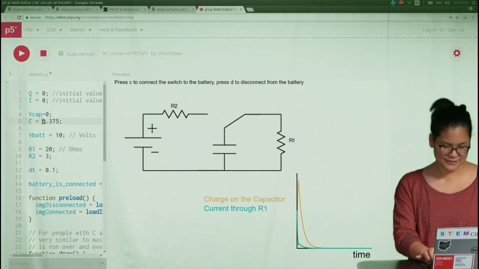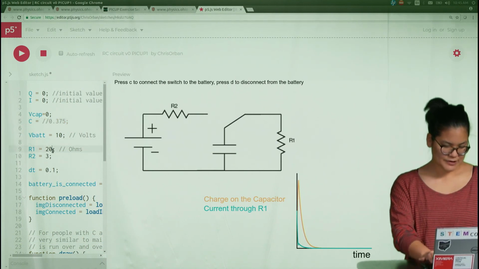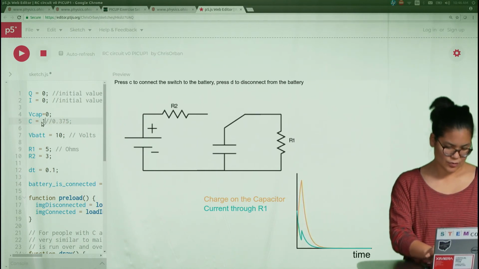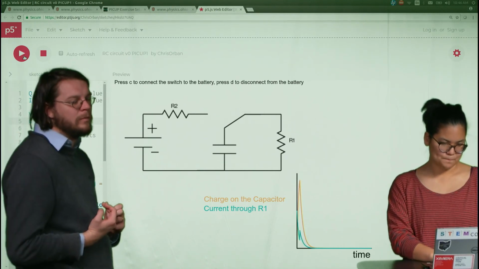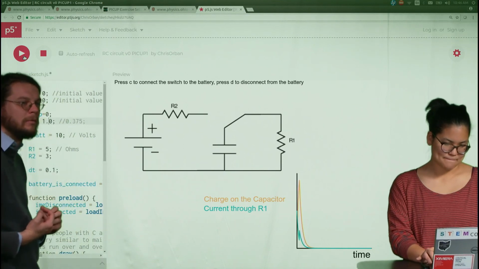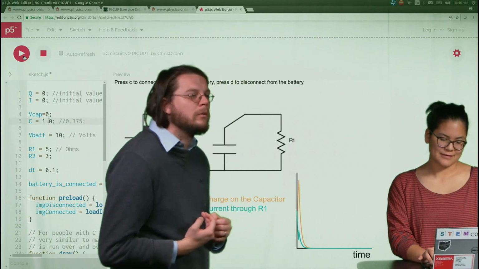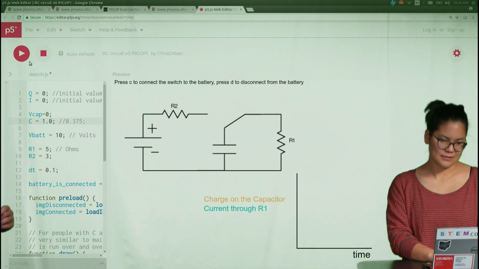So maybe instead of, let's change this back to 5. This is our initial run. Alright, I'll change this to 1. So that's about 3 times larger, you think? Because it was 0.37, right? What was it originally? 0.375. 0.375. So about a factor of 3 larger, I guess. Let's see what that does.